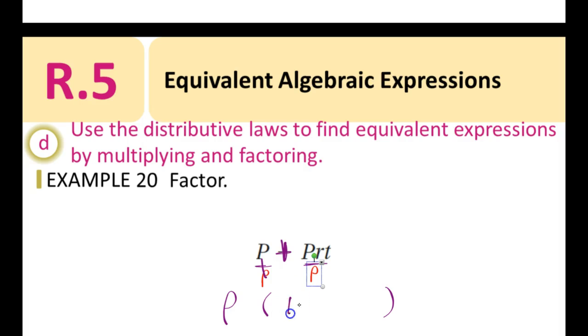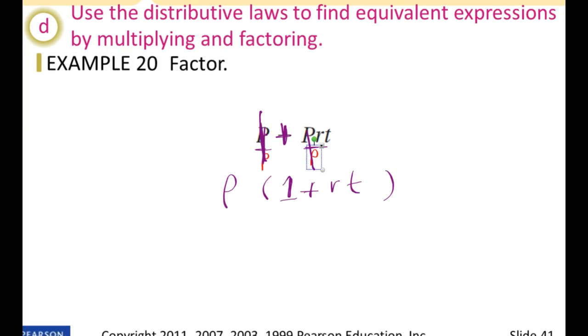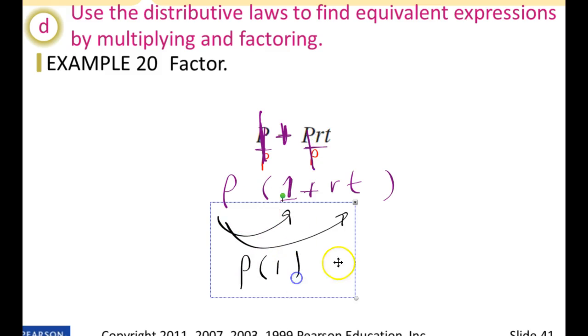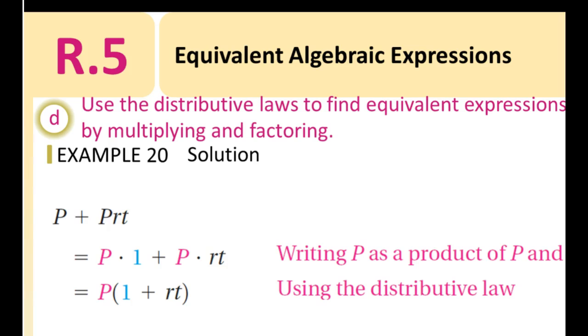This is actually a 1 right here, plus this p cancels, and it's rt. So this one's tricky because this p term actually cancels, but there's not a 0 there. P divided by p, remember, is a 1, so you need a placeholder here. You can check these very easily because all you need to do is go back and distribute. So p times the 1 plus p times rt better give me back the original, and it does. Here's how the author explained that.